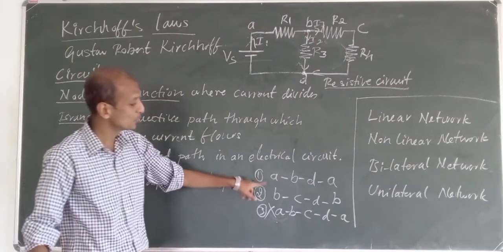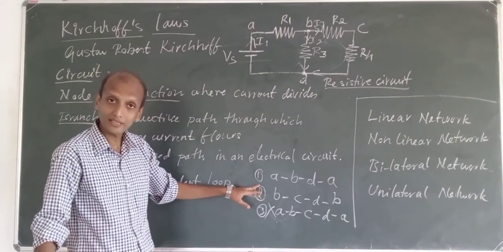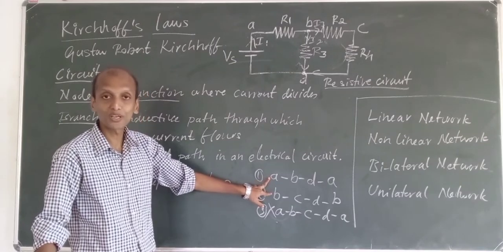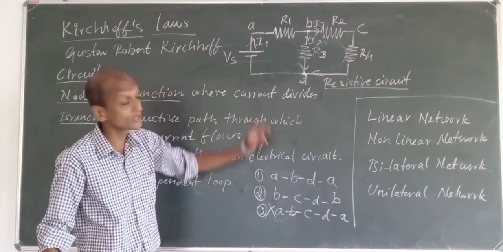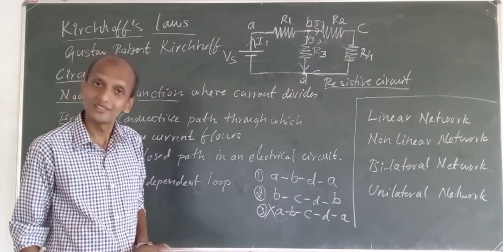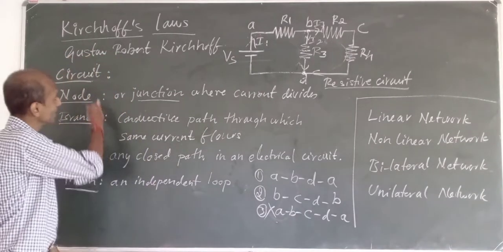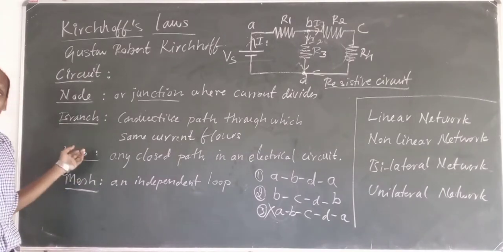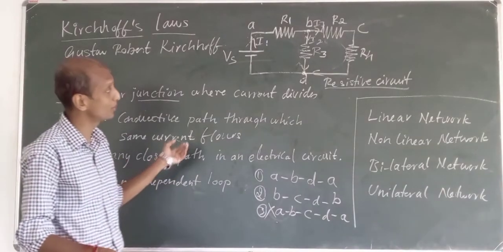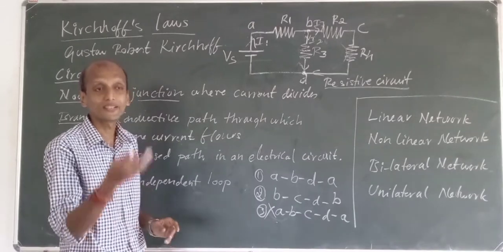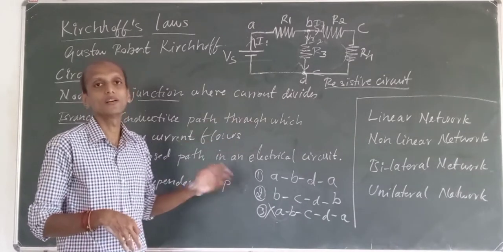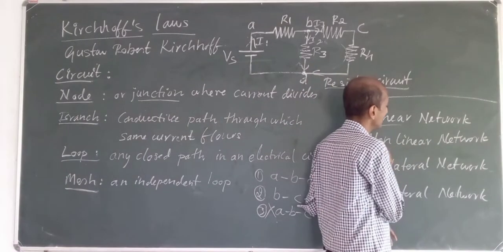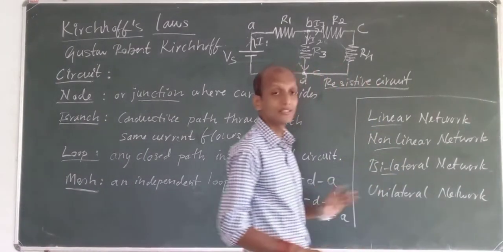Okay, loop 1 and loop 2 are both meshes, but loop 3 is only a loop. It is not a mesh. Fine? Yes. So likewise we have to make out these terminologies, which will be used while explaining Kirchhoff's laws. Okay, so now we will see some examples of networks.